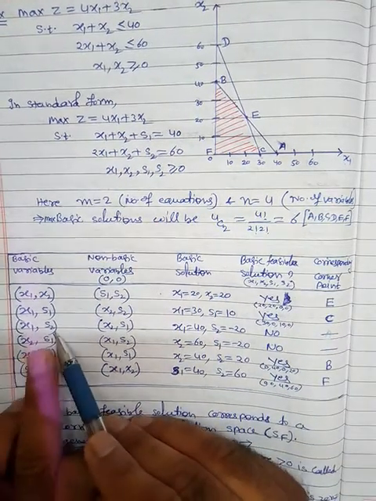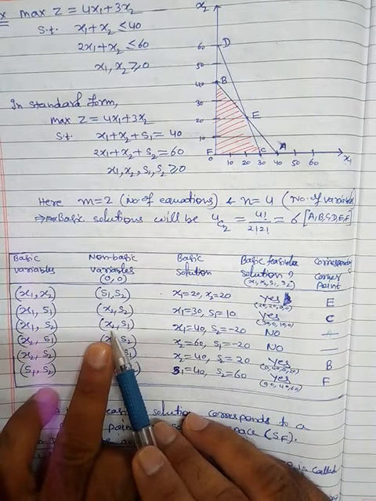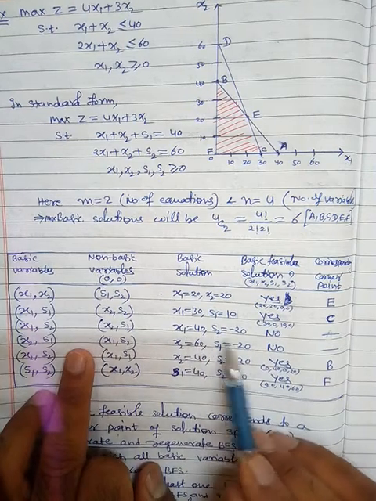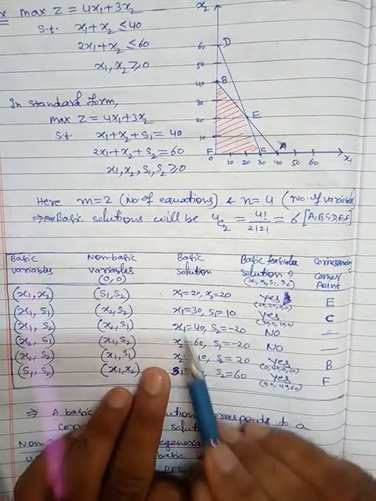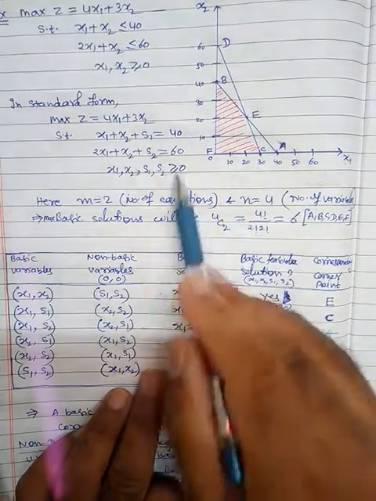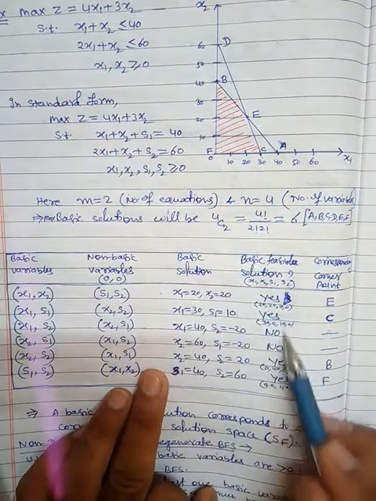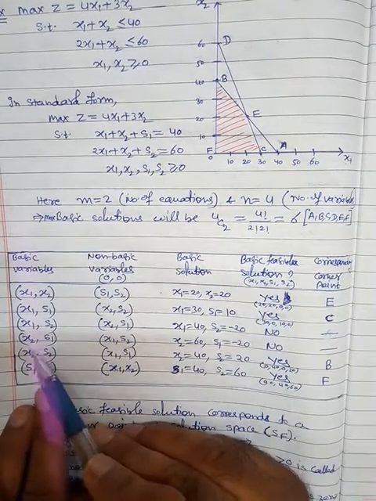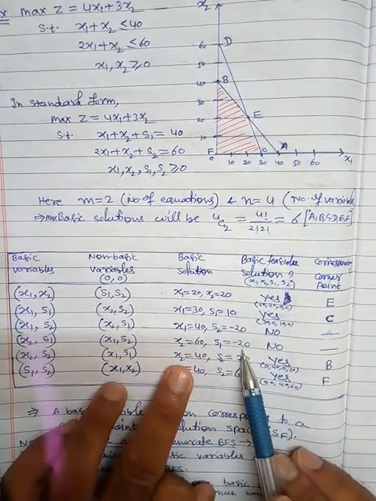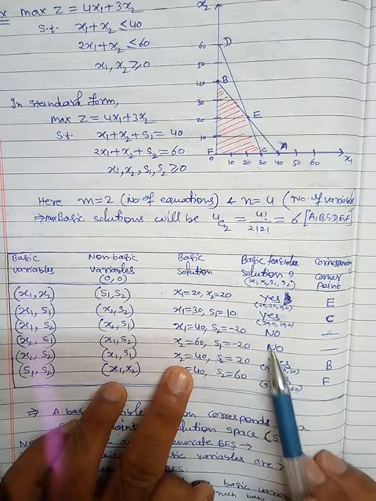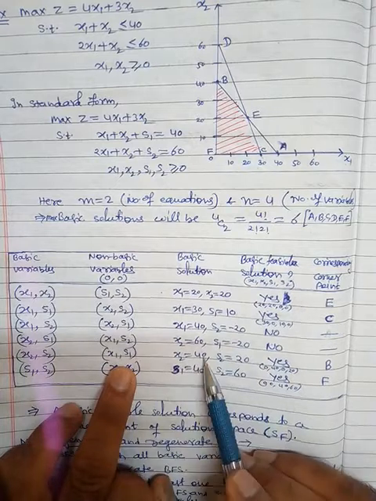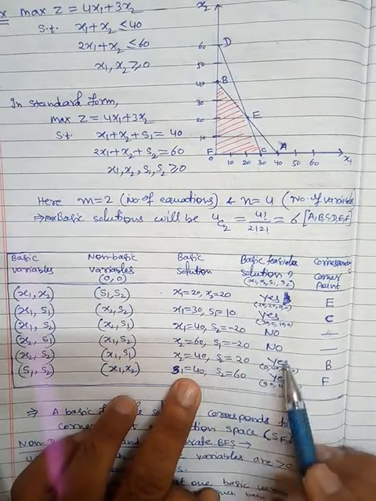Third, x1, s2. The non-basic ones are x2, s1. When you solve this, we get x1 is 40, s2 is minus 20. You can see that among these two, one is negative. That's why this is not basic feasible, because this will not satisfy the non-negativity condition. So this is no. Similarly, the fourth one, x2, s1, with non-basic x1, s2. The solution is x2 is 60, s1 is minus 20. Again, s1 is negative, so no. Fifth, x2, s2, with x1, s1 non-basic. x2 is 40, s2 is 20. Both are positive. That's why yes.